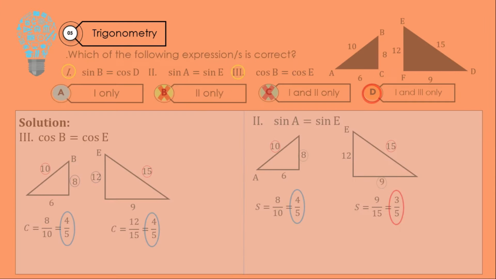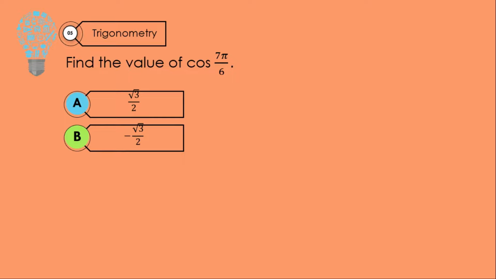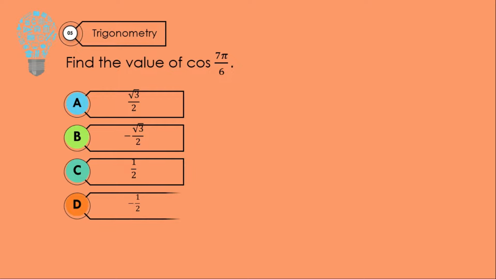Let's move on to our second problem. Find the value of cosine 7 pi over 6. A. Square root of 3 over 2. B. Negative square root of 3 over 2. C. 1/2. D. Negative 1/2.